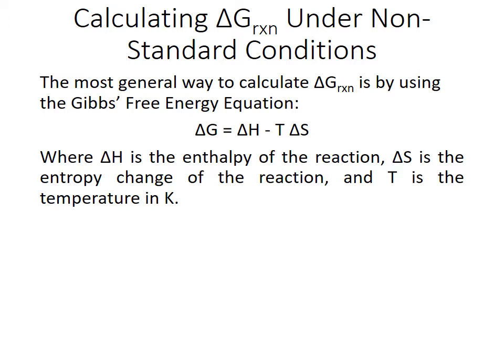Delta G equals delta H minus T delta S, where delta H is the enthalpy of the reaction, delta S is the entropy change of the reaction, and T is the temperature in Kelvin.